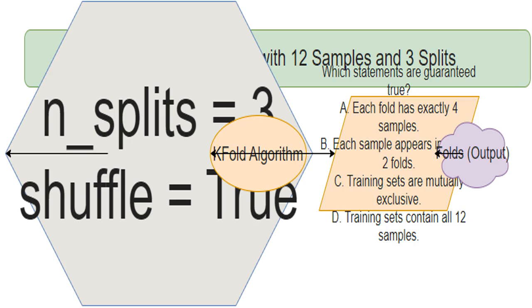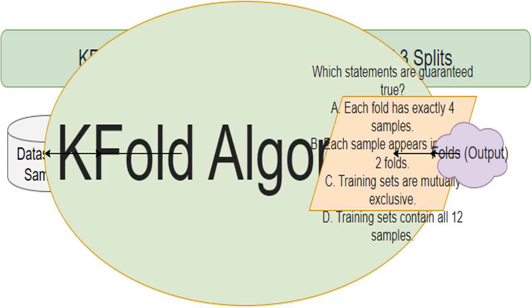I've set the number of folds, or splits, to 3 using n_splits equals 3. I also set shuffle equals True to randomly shuffle the data before splitting to make sure I don't introduce bias. I'm using the KFold algorithm provided by Sklearn. It's a popular method for doing KFold cross-validation, a way to systematically evaluate my model.